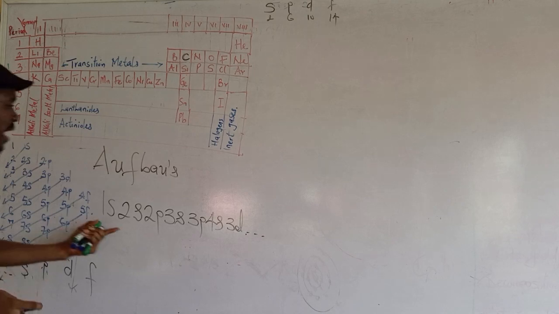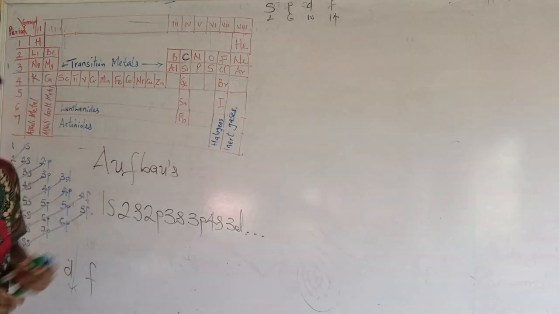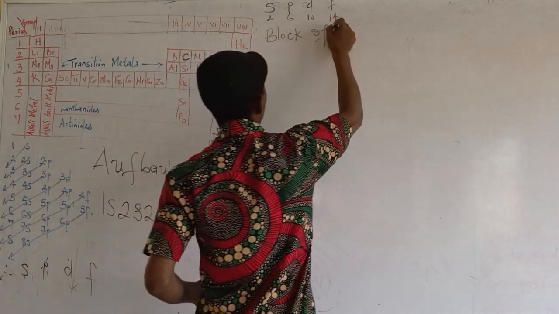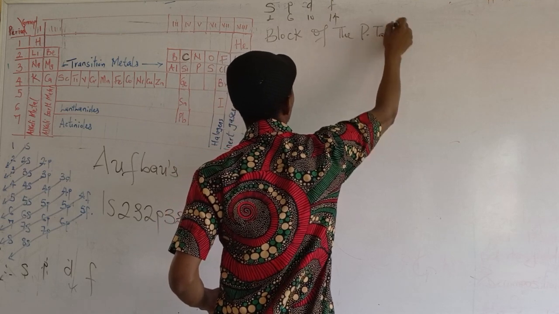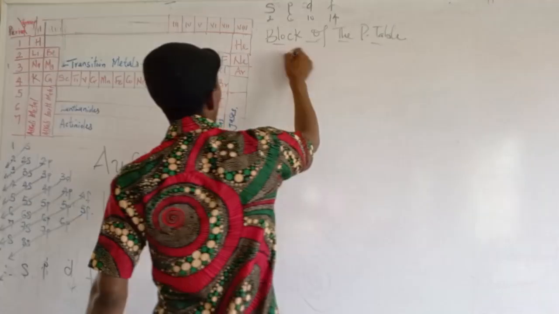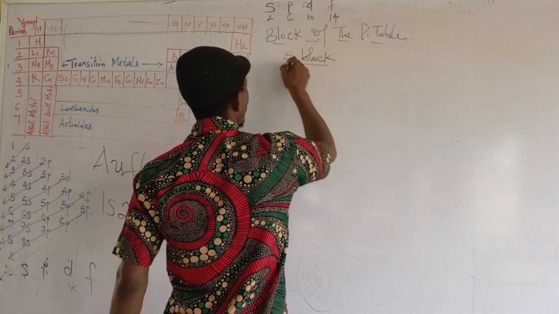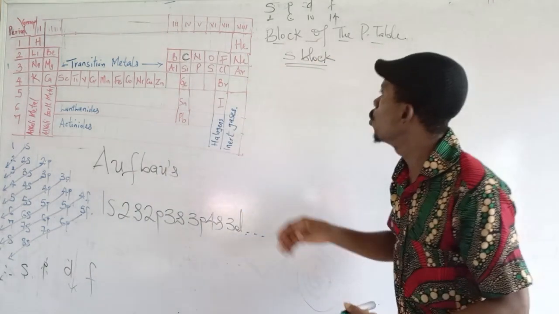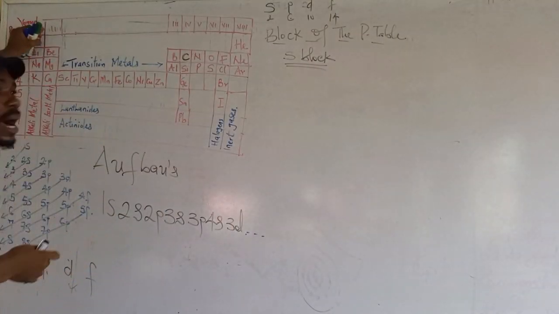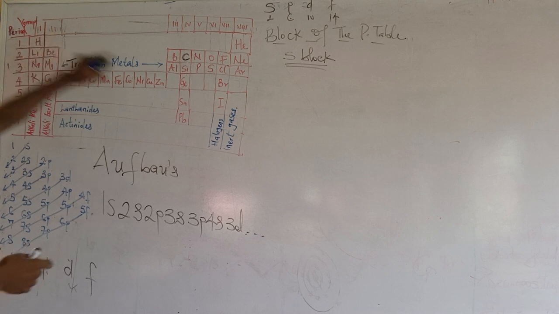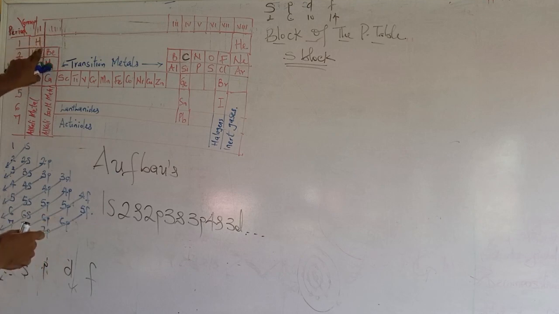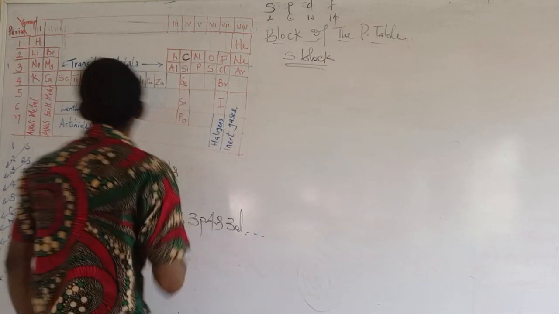Now, from this, we can fill elements into what are known as blocks. So let's see the blocks of the periodic table. There are 4 blocks: S, P, D, and F block. So let's start with the S block. The S block consists of elements in group 1 and group 2, whose outermost electrons are in the S orbital. Those are what we're going to be looking at now, and they are found in group 1 and group 2. So let's see an example now.